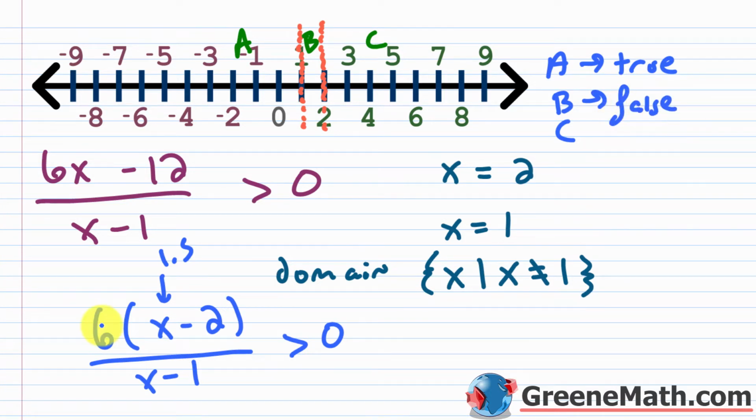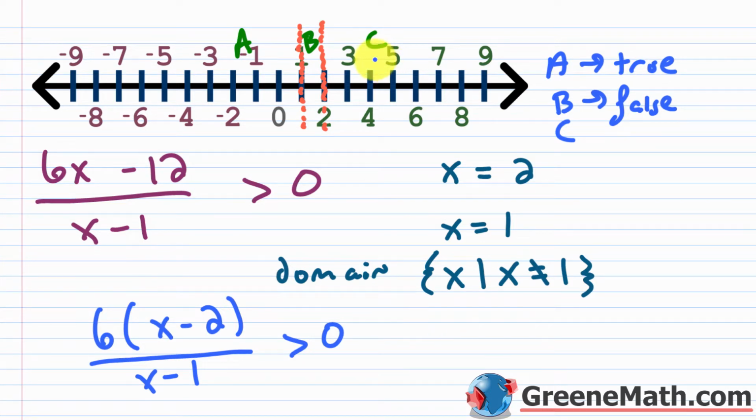Okay. And just for completeness, in case you're lost, if you did 1.5 minus 2, you would get negative 0.5 or negative a half. If you multiplied by 6, you would get negative 3. And this would be over your 1.5 minus 1, which would be 0.5 or half. Let me just write 0.5 here. And negative 3 divided by 0.5 is going to be negative 6. So this would be negative 6 is greater than 0, which again is a false statement.